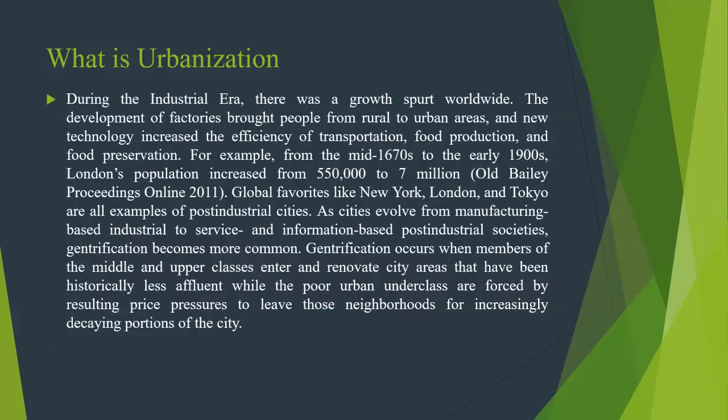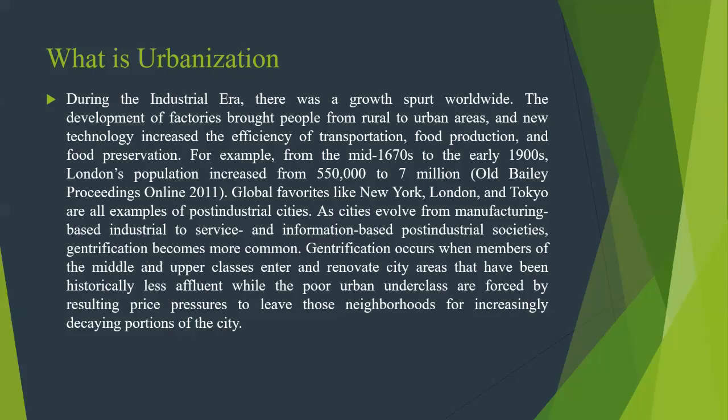So during the industrial era, there was a growth spurt worldwide, right? The development of factories brought people from rural to urban areas, and new technology increased the efficiency of transportation, food production, and food preservation. For example, from the mid-1670s to the early 1900s, London's population increased from 550,000 to 7 million, which is not a joke. And global favorites like New York, London, and Tokyo are all examples of post-industrial cities. As cities evolved from manufacturing-based industrial to service and information-based post-industrial societies, gentrification becomes more common.